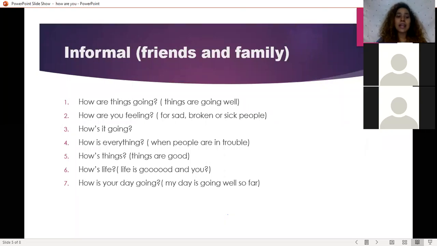So, informal other methods. How are things going? How are things going? Things are going well. All of these have the same meaning as how are you.